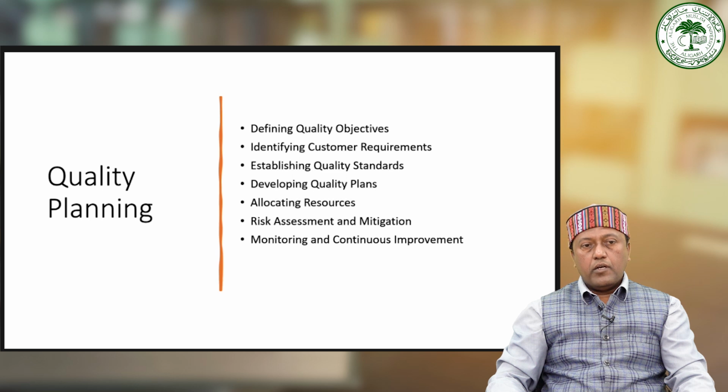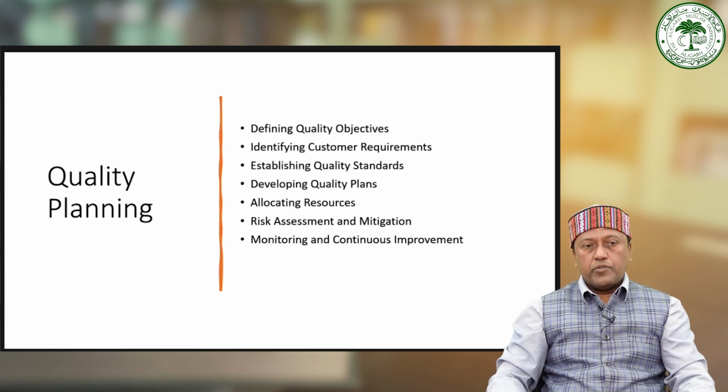And the next is, when you have planned it, then try to allocate the resources. So adequate resources including personnel, equipment, materials, and budget are allocated to support quality planning and implementation efforts. This may involve training employees, investing in technology and infrastructure, and procuring quality materials and suppliers.